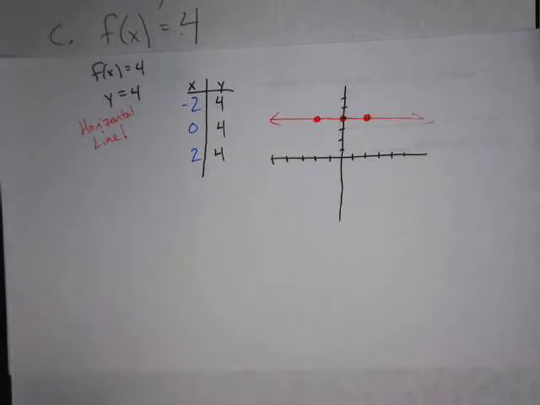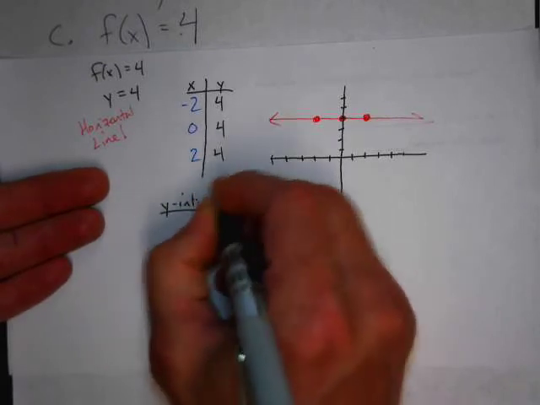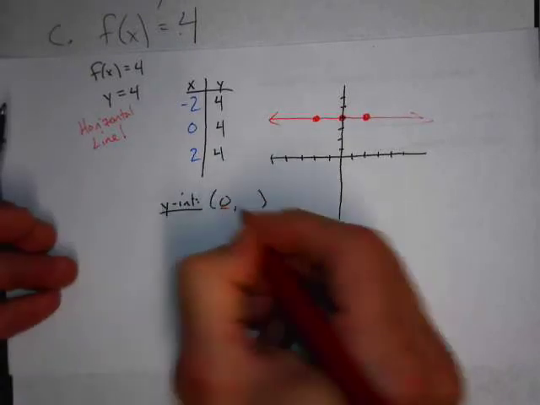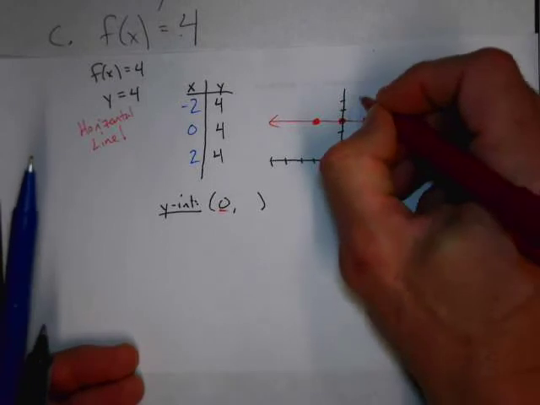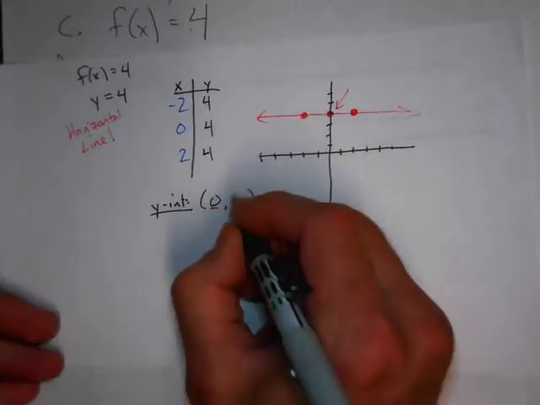So what does that mean for x-intercept and y-intercept? So remember, our y-intercept is when x is 0, right? And remember, the y-intercept is where the graph crosses the y-axis. Take a look. Ba-bam! It's crossing right there. So the y-intercept is at 0, 4.